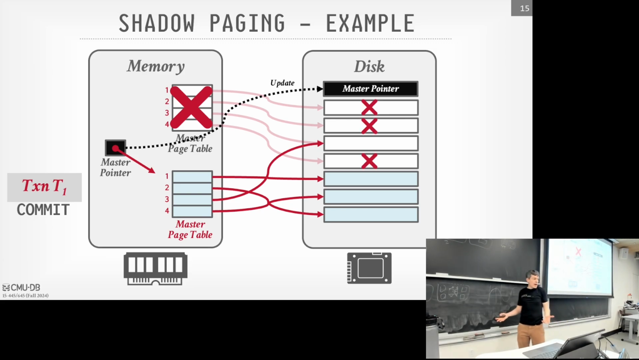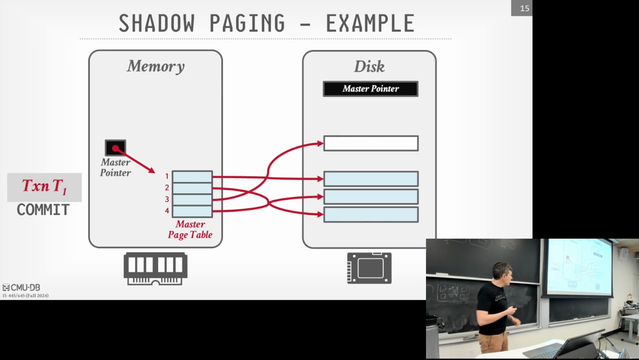Of course, now we got to go ahead and clean up the old master page table. So it's just like the garbage collection we saw in MVCC, right? MVCC had multiple versions. For every transaction updating the same record, you'll have a long version chain. This is basically a two-version system. So then we got to go ahead and clean this up, reclaim the space, and then we'll just repeat the process the next time a transaction comes along.